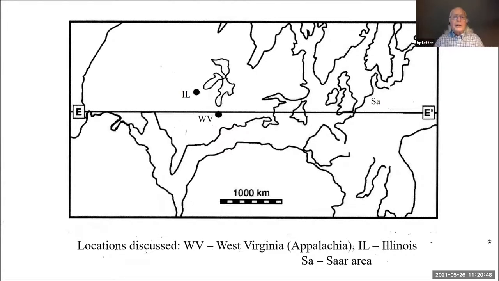I'm starting my consideration with the area of West Virginia, where I did biostratigraphy with plant megafossils. But I will also point out certain things from Illinois, IL, and from the Saar, shown here as SA in Germany. Of course, the outline of the continents is shown just for orientation.